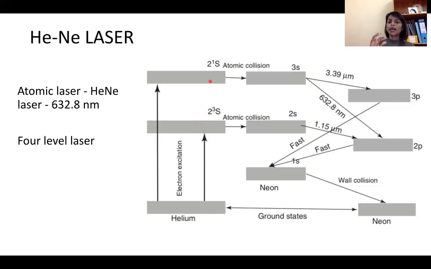What happens? They are still excited helium atoms. These excited helium atoms, then what happens? They are moving gas atoms. These excited helium atoms collide with neon atoms, and most of the time that collision is inelastic. Inelastic means helium will transfer some of its energy to these neon atoms, and these neon atoms, what happens?